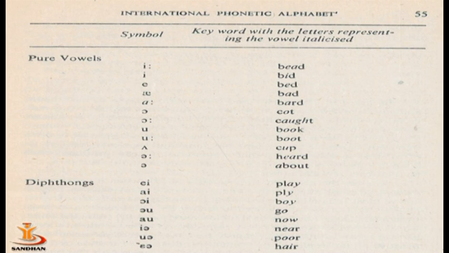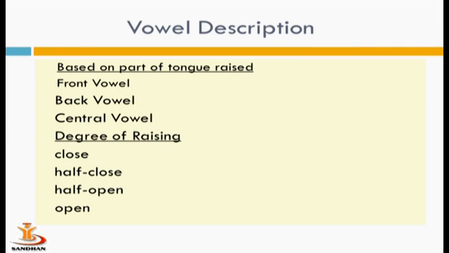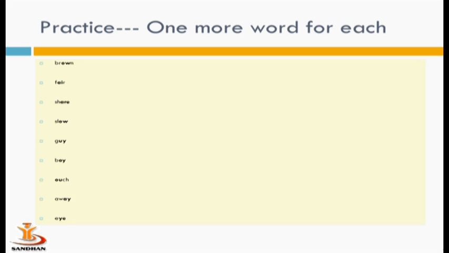Play, ply, boy. Go, now, near, poor, hair. So can we quickly try and recollect what we were saying? Based on part of tongue raised, front, back, central. Degree of raising, close, half open, open. Say the vowel sound and see what's happening inside your mouth. Can we practice this again?